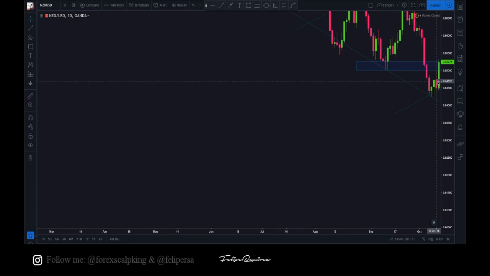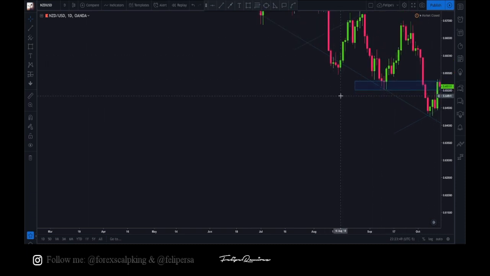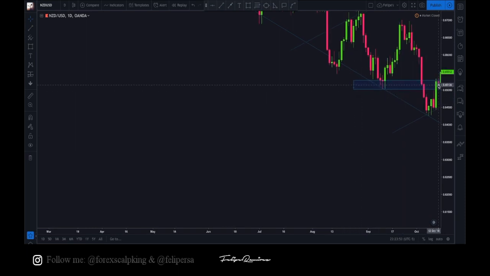And what happens is it closes within the support area that it broke before. In other words, it's trying to get back into the range where the market was. And that's a very, very big and important clue. Notice what happens then. Market just creates a sort of ranging candle.